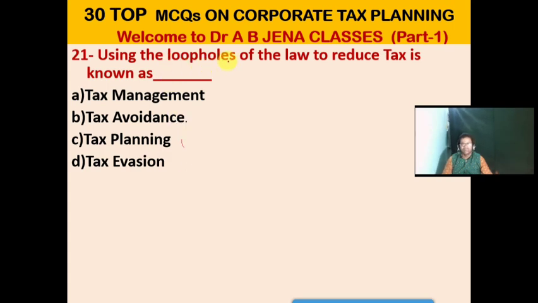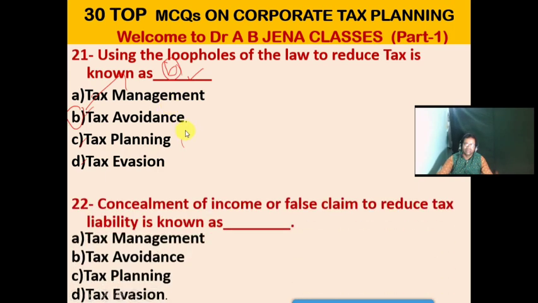Using the loopholes of the law to reduce the tax is known as what? It's a common question, friends. So you will find this common question. A, it's tax management. B, it's tax avoidance. C, it's tax planning. D, it's tax evasion. Friends, so B is the right option for this MCQ. Using the loopholes of the law to reduce the tax is known as tax avoidance.